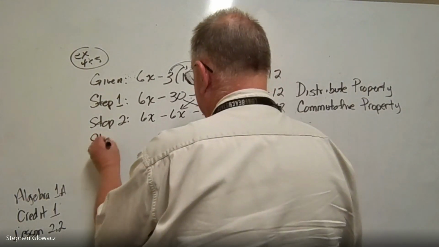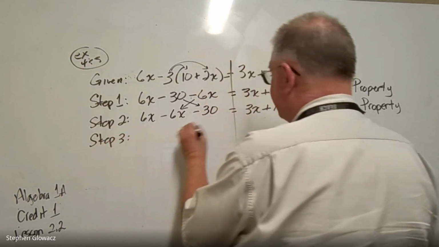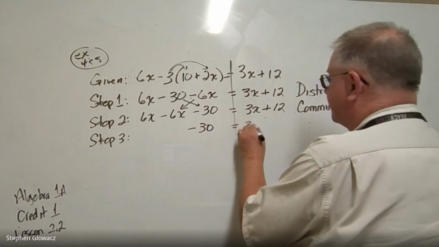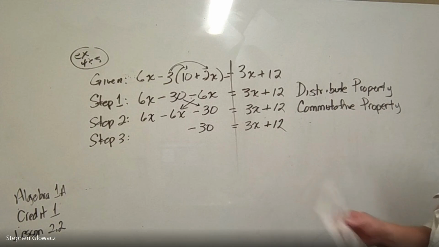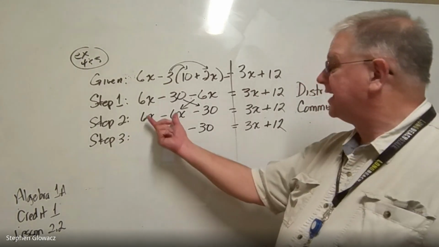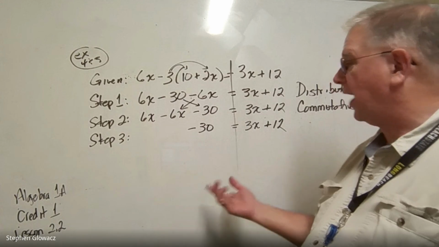Step 3, we have this. We have -30 equals 3x plus 12. And so now we're going to look at and see what's different. Well, what's different is these x terms went away. And why did they go away?